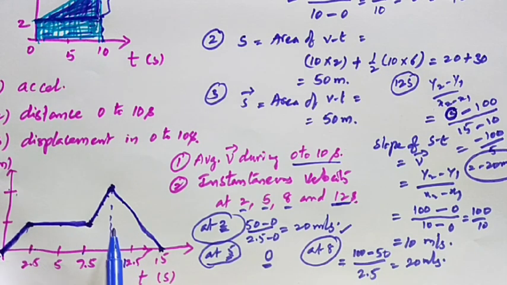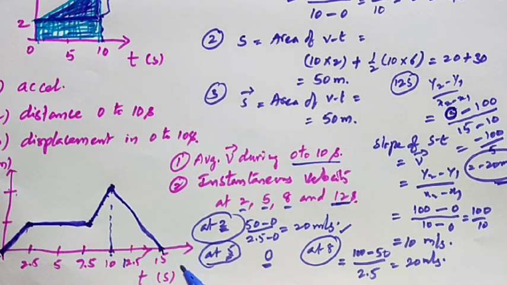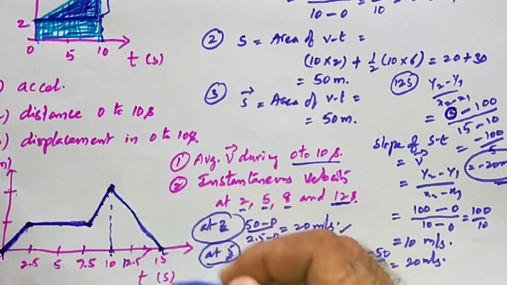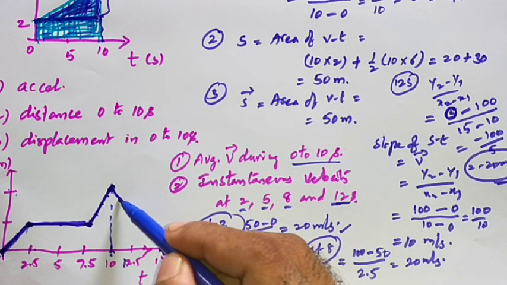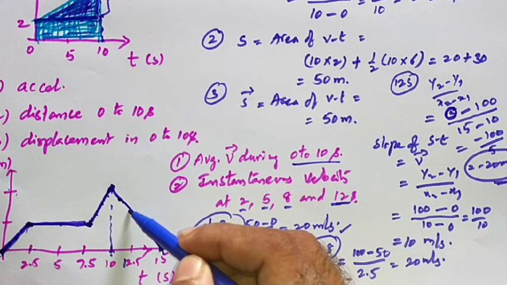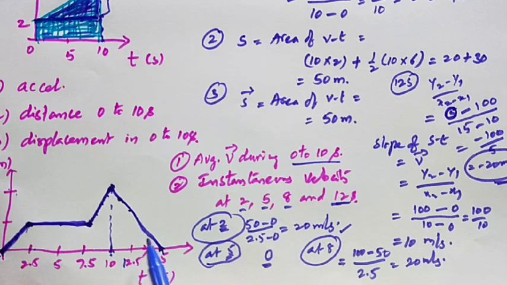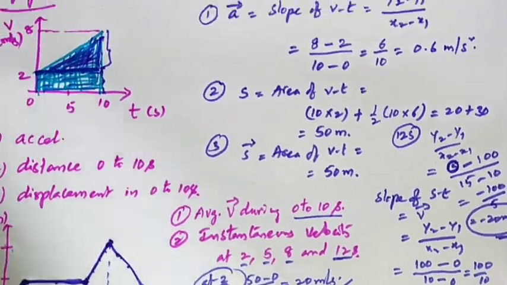Okay, that means at any point from 10 to 15, its instantaneous velocity is 20 meter per second. Minus indicates that the velocity is in the opposite direction, right? At 10.5 seconds, what is the instantaneous velocity? Minus 20 meter per second. At 11 seconds, minus 20, okay? So at 14 seconds, minus 20. Clear? In this way one can solve it.